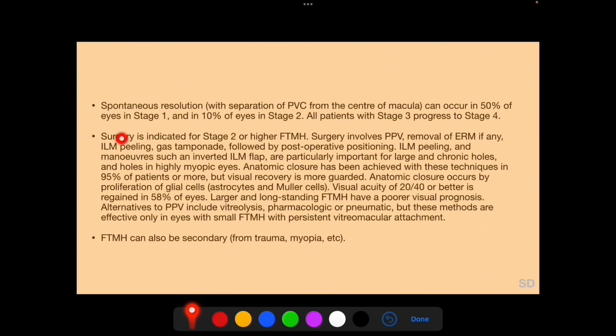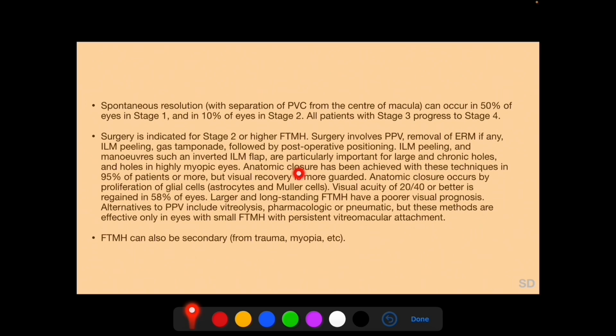Surgery is indicated for stage 2 or higher full thickness macular hole. Surgery involves pars plana vitrectomy, removal of epiretinal membrane if any, internal limiting membrane peeling, gas tamponade, followed by post-operative positioning. Internal limiting membrane peeling and maneuvers such as inverted internal limiting membrane flap are particularly important for large and chronic macular holes and holes in highly myopic eyes.